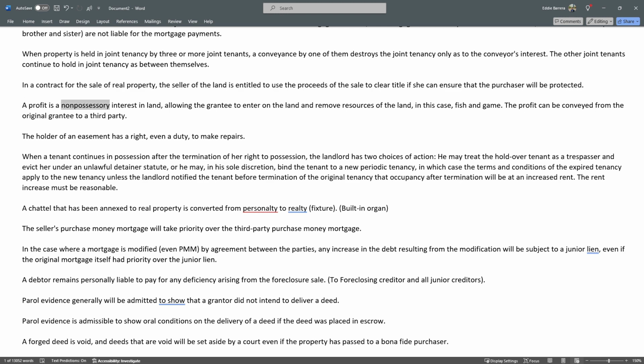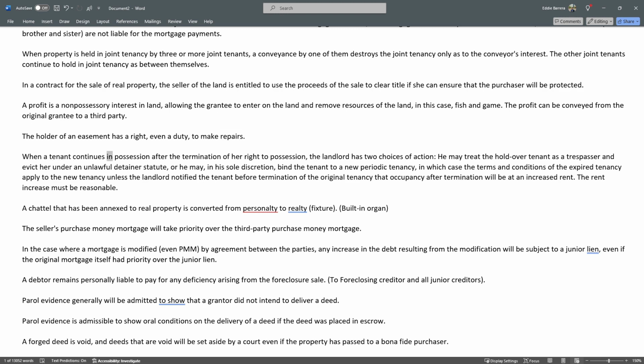A profit is a non-possessory interest in land, allowing the grantee to enter on the land and remove resources of the land, in this case, fish and game. The profit can be conveyed from the original grantee to a third party. The holder of an easement has a right, even a duty, to make repairs.